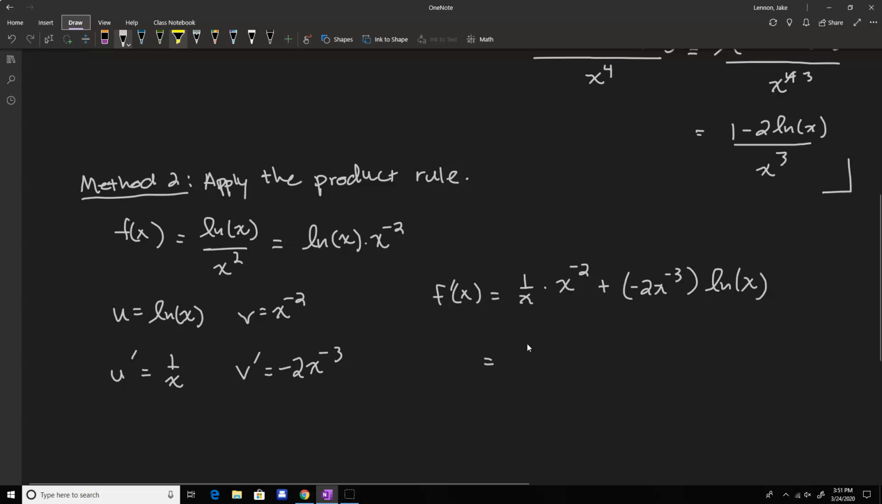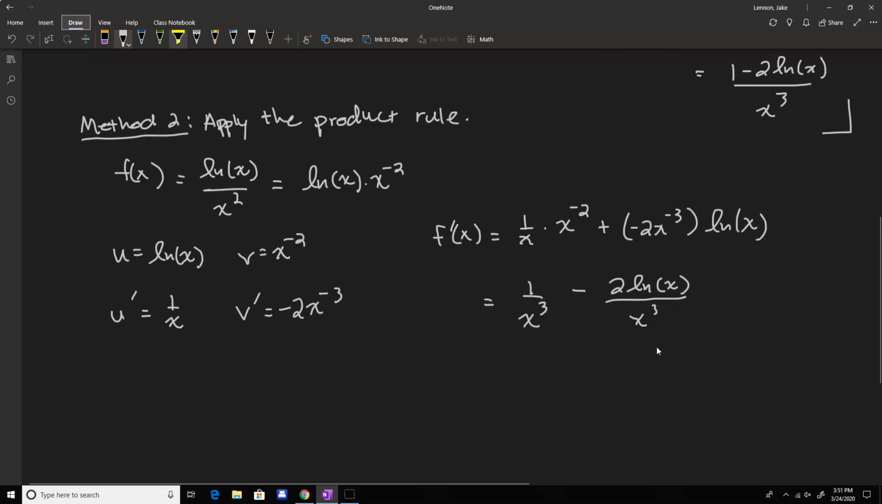And this would come out as 1 over x cubed minus 2 natural log of x over x cubed. And we see that now both of those fractions have the same denominator of x cubed, so we can just put the numerators together as one fraction. 1 minus 2 natural log of x over x cubed, and we see we get the same exact result when we apply the product rule as when we apply the quotient rule. We just had to use some algebra to clean it up so it was in a form fit to apply the product rule. Okay, so that's it for the product and quotient rule.